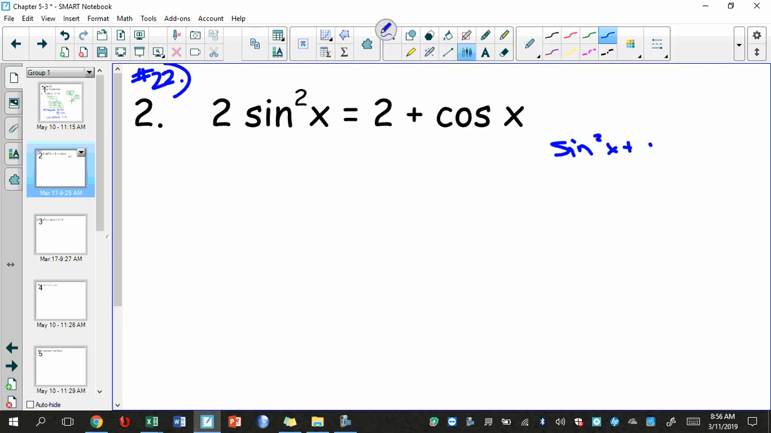Sine squared x plus cosine squared x is equal to 1. What do we want to utilize in that? How do I manipulate it? What do I want to manipulate it to do? You found the trig identity, but what do I do with it?